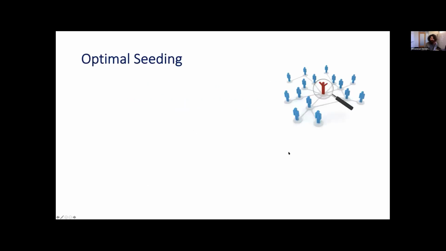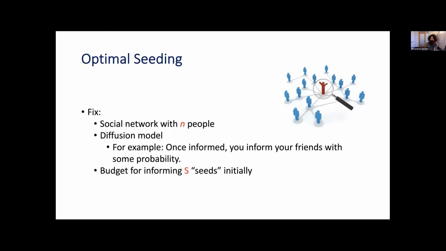Okay, let me tell you what the problem is directly without any introduction. You have a social network on N people, like people who live in Sao Paulo, and you have some diffusion model in mind. One simple diffusion model is what we are observing these days with the pandemic. Once someone is informed about something or infected, I'm using informed and infected interchangeably, then you're going to inform or infect your connections with some probability, and then they're going to infect their friends with some probability, and so on.